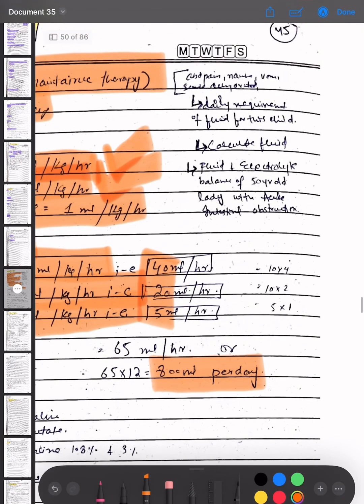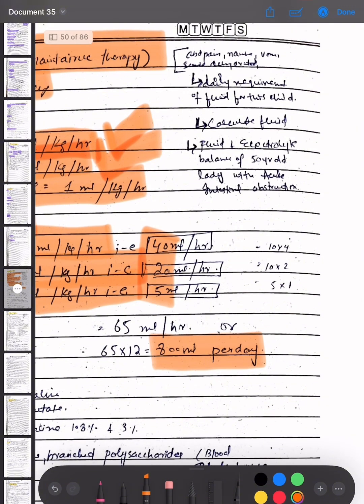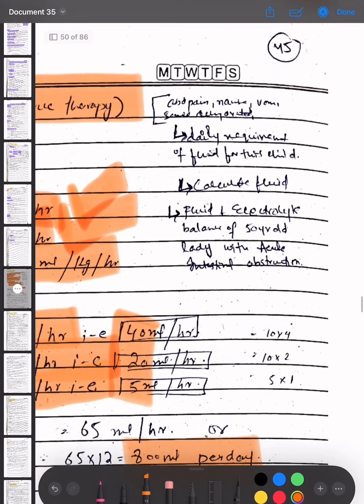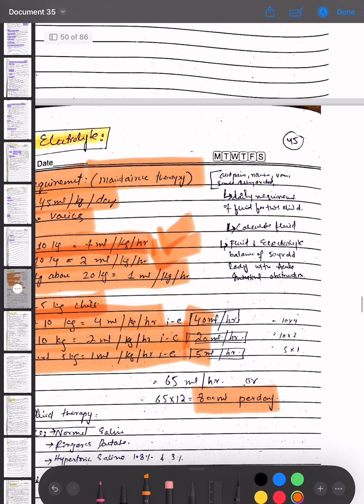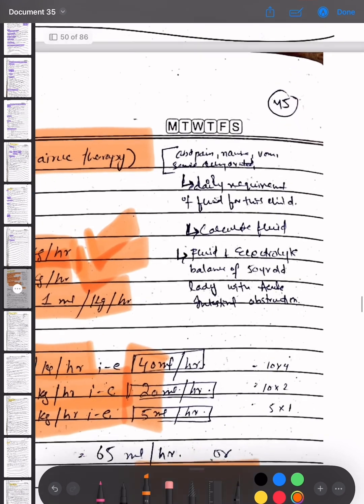What is written here? Abdominal pain, nausea, vomiting, and severe dehydration. Daily requirement of fluid for this child. Calculate fluid plus electrolyte imbalance for a 50-year-old lady with acute intestinal obstruction. Questions like this can be asked by the examiner: a patient has abdominal pain, nausea, vomiting and some dehydration, so what will be the daily requirement of fluid for this child? You have to calculate the weight of the child and simply apply this formula. So you will get the amount of fluid required.